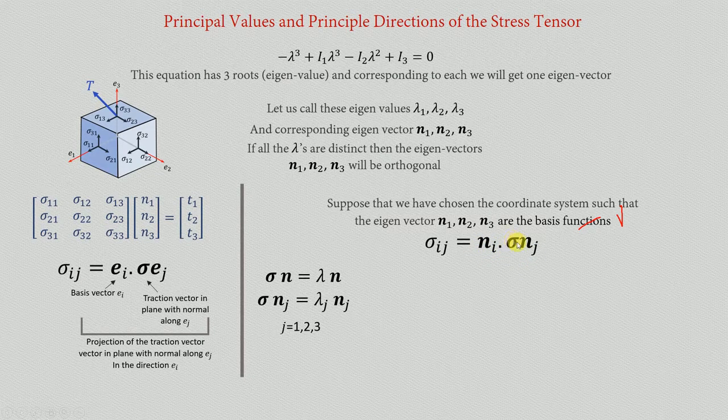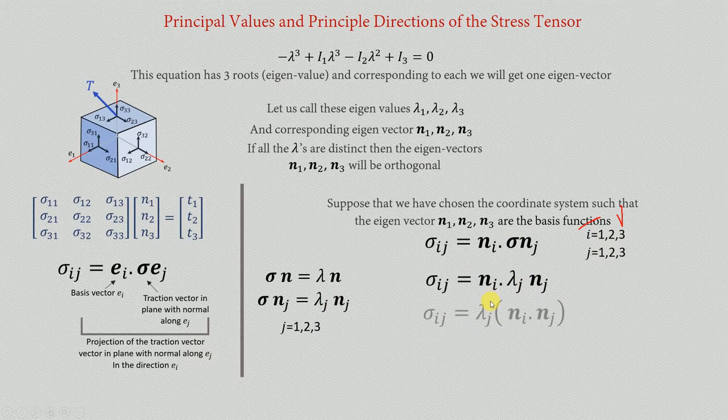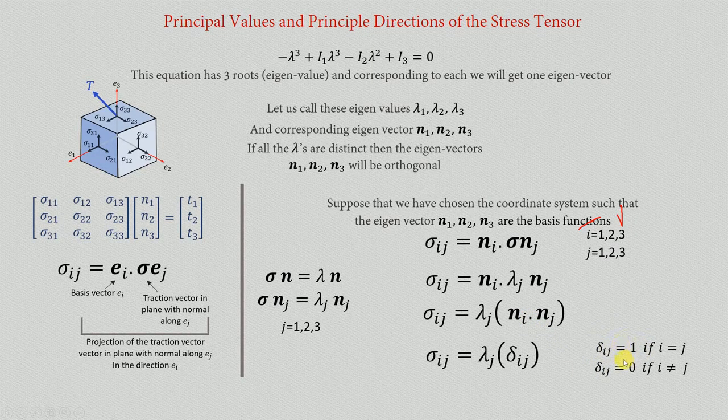Now, sigma ij from this expression we can write, because now these are our basis vectors. We can write n_i dot sigma n_j. Now from this expression, sigma n_j is equal to lambda_j n_j, right? We take lambda_j out because it's a scalar, and n_i dot n_j, since these are an orthogonal set of vectors, we can replace it by a Kronecker delta, which is nothing but saying that the dot product with itself is 1 and with another one is 0. Delta ij is equal to 1 if i is equal to j; if it's with another one like n1 dot n2, it will be 0. So that's how sigma ij is represented.